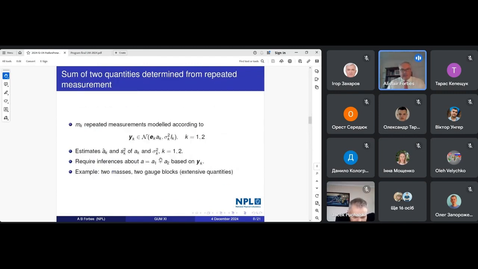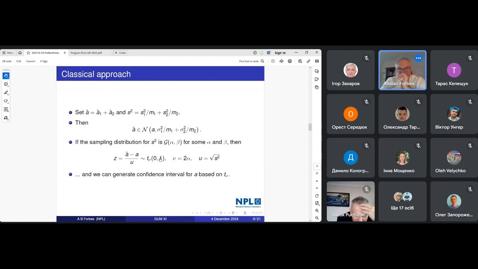Now let's generalize this simple model to the next simple model where we're measuring two quantities, each using repeated measurements, each governed by a Gaussian distribution. So we're sampling repeated measurements from two Gaussian distributions involving two means, A sub k, and two standard deviations, two variances, sigma squared sub k. So we can look at each experiment independently. We get estimates A hat sub k and S squared sub k for the mean and variance. What we're requiring is to say something about the sum of those two quantities. So you can imagine measuring two masses or measuring two gauge blocks that we ring together, and we want to know the combined mass.